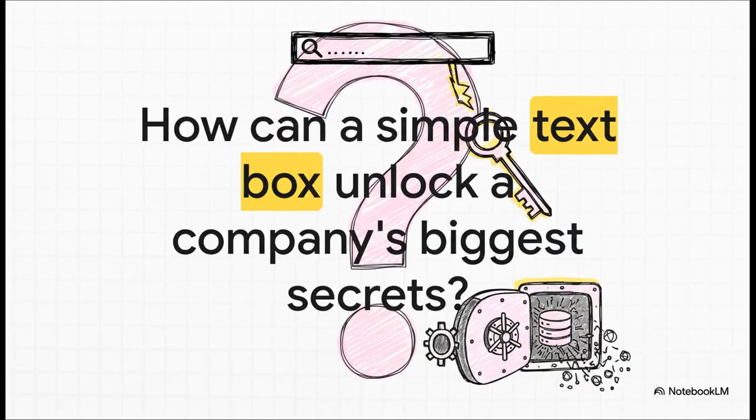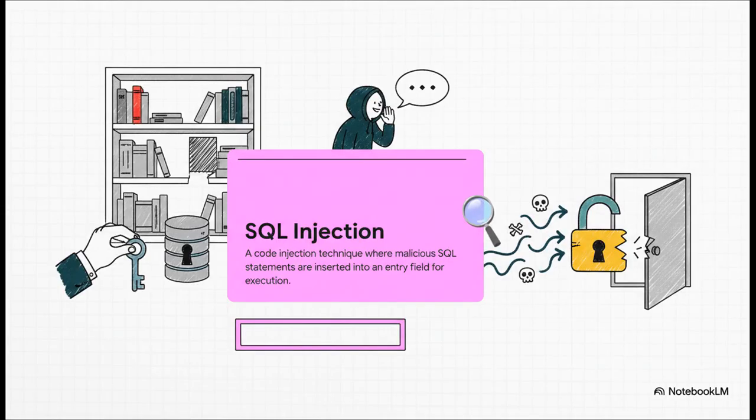So, that brings us to the big question, right? How on earth can something as ordinary as a login form or a search bar on a website become a master key to a company's entire digital vault? Well, the answer is as brilliant as it is terrifying. You trick the application into betraying itself. Okay, let's break that down.